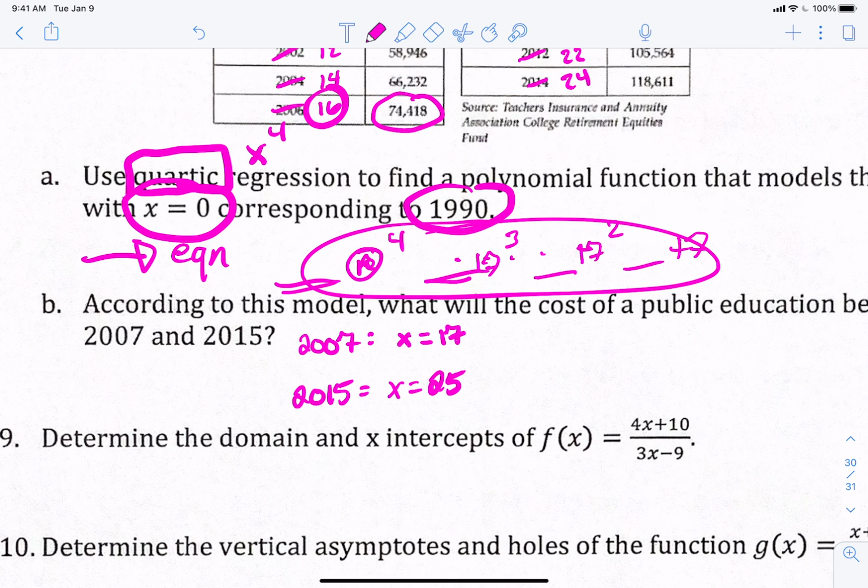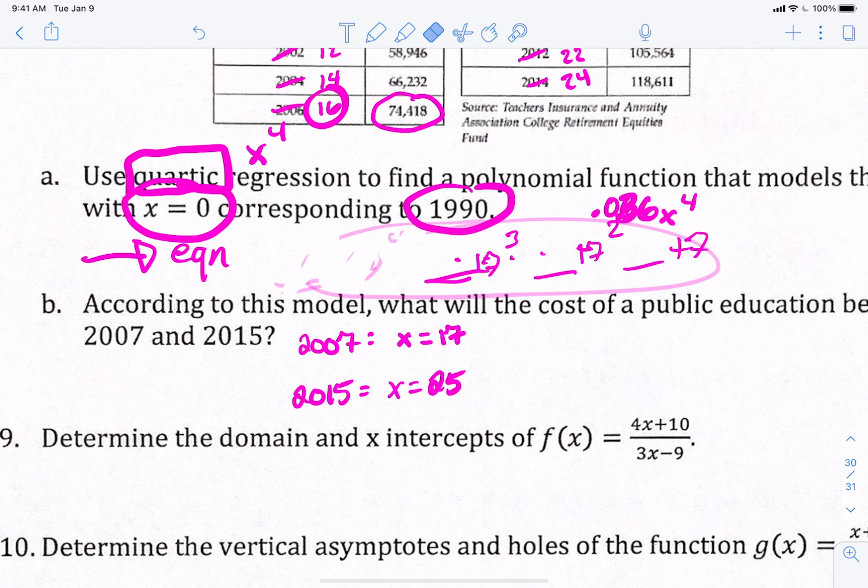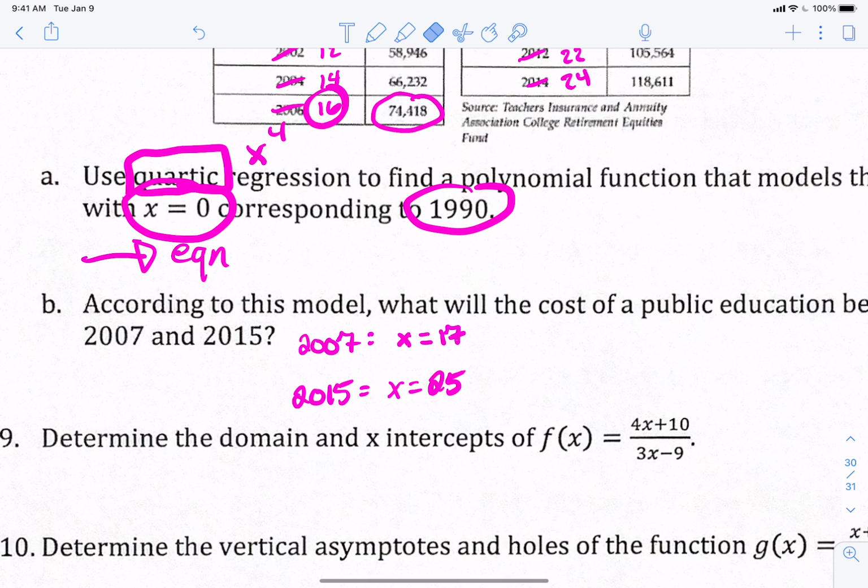Okay. I'll give you a little hint on your equation. If you did not get 0.036 as your first number, you didn't do something right. 0.036 x to the fourth power should be your first term. If it's not, you did something wrong.